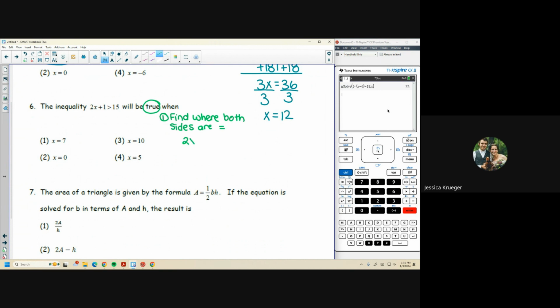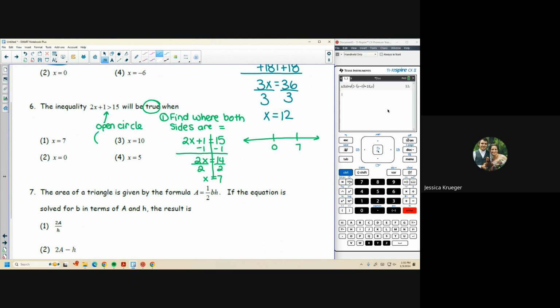So when is 2x plus 1 equal to 15? So I'm going to solve this. Subtraction property of equality, division property of equality. And I got x equals 7. So my boundary is at 7. So on my number line, here's 0, here's 7. 7's my boundary point. Now, because this is just greater than and not equal to, I know I need an open circle.